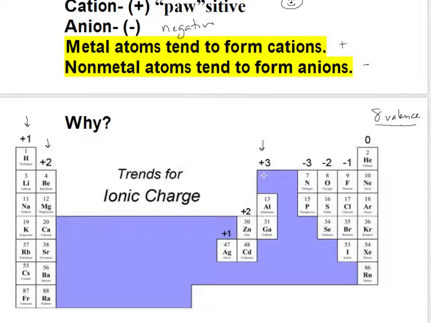Same thing with group 13. It's going to form a +3 charge. It's going to lose its 3 electrons. Underneath those outermost electrons, they have a full shell. So they're going to lose the outer electrons.